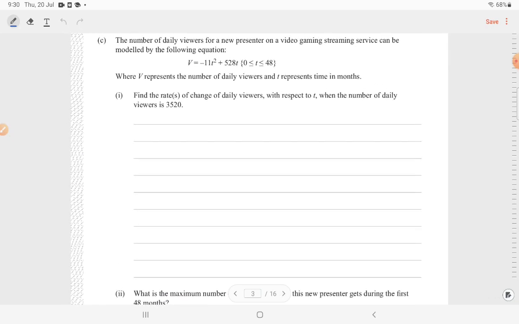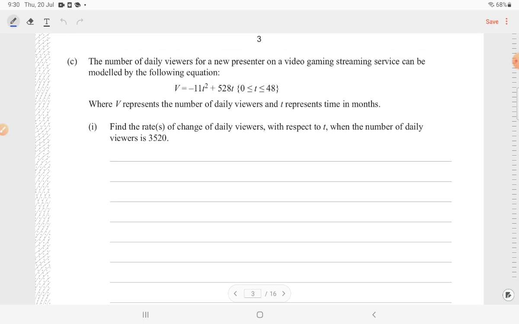Question C. The number of daily viewers for a new presenter on a video gaming streaming service can be modeled by the following equation. V is equal to -11t squared plus 528t, where V represents the number of daily viewers and t represents time in months. Find the rate of change of daily viewers with respect to t.